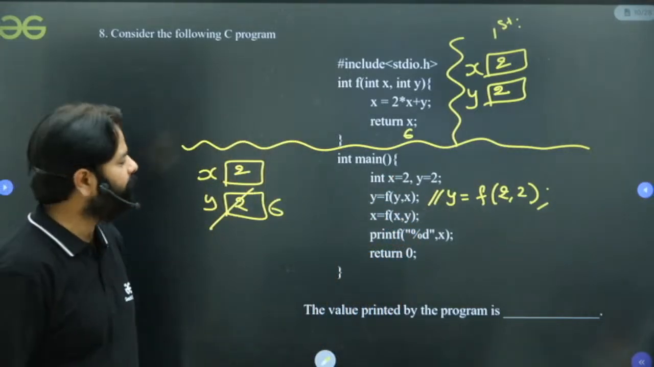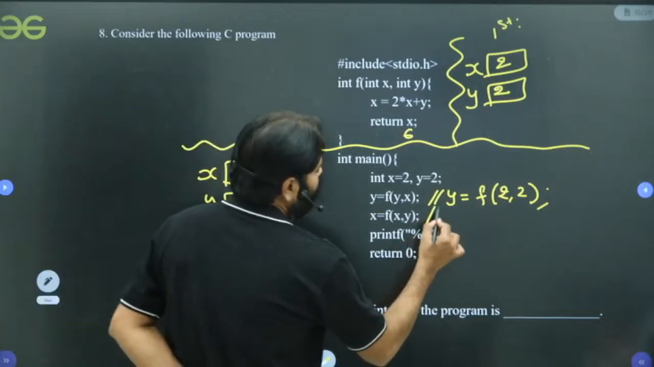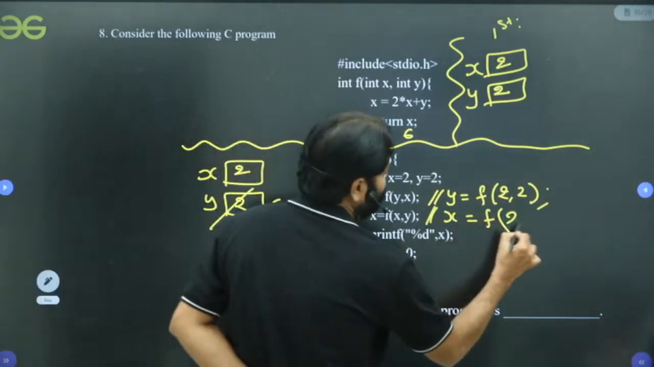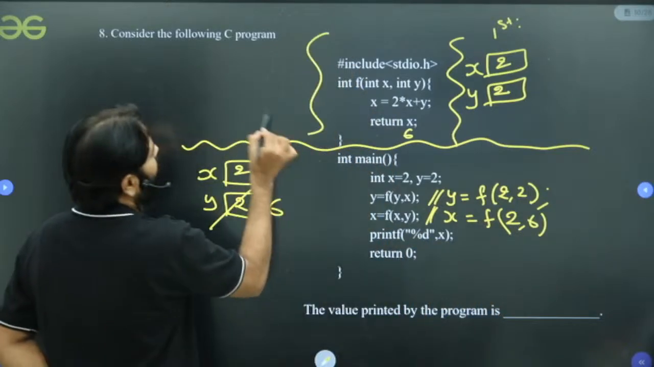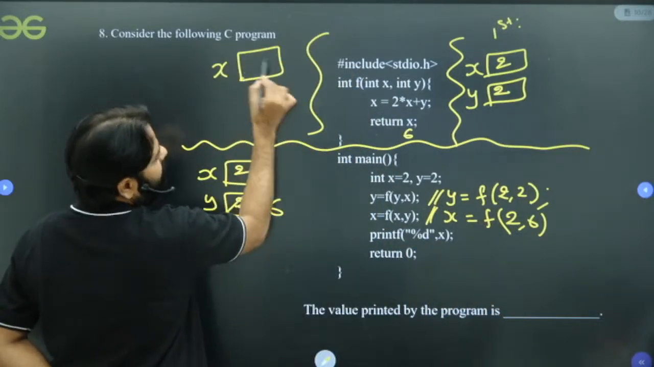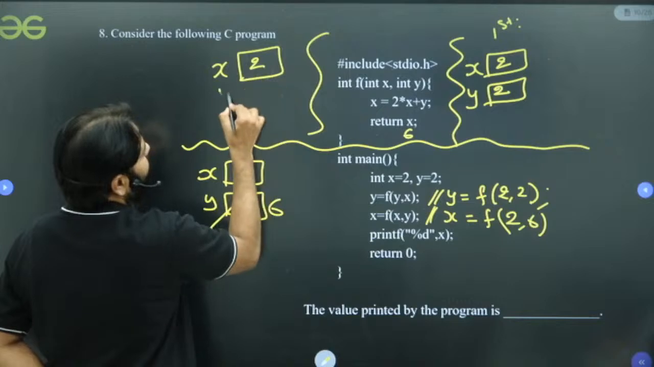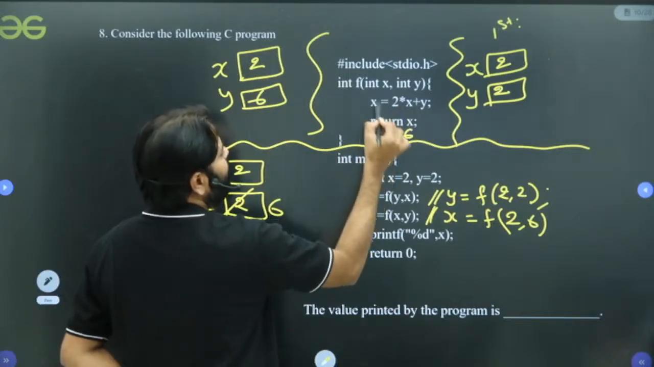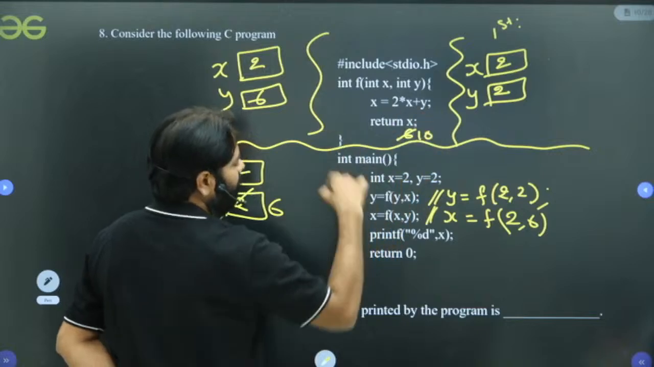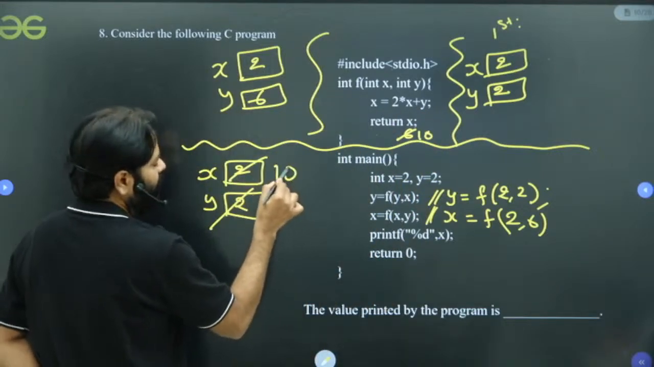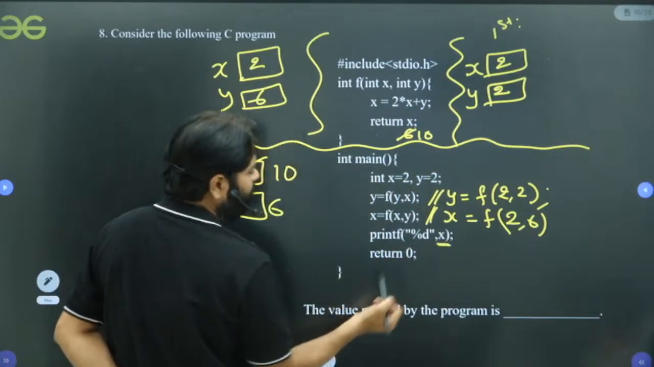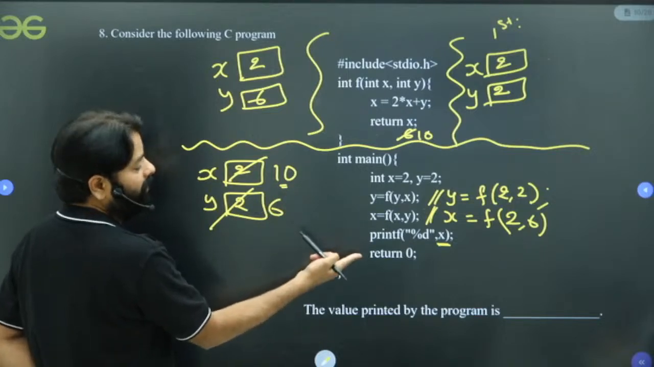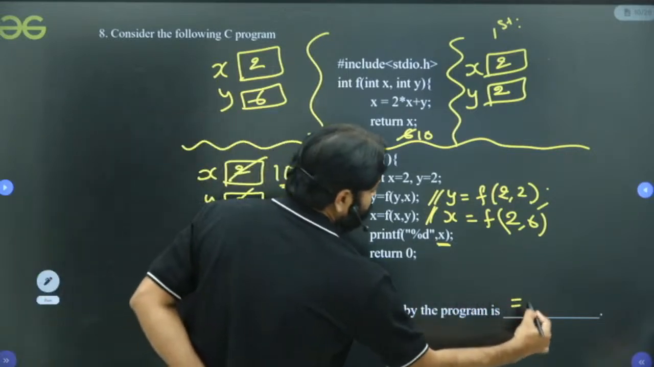Everybody got the same? The next time x is equal to f of x comma y, meaning 2 comma 6, and this time x is 2, y is 6. Now 2 multiplied with 2, 4 plus 6 is 10. This time return 10, and here x will be 10. And now you are only printing x, so it will print 10. Sometimes they print x plus y, sometimes x comma y. So now the answer is 10.